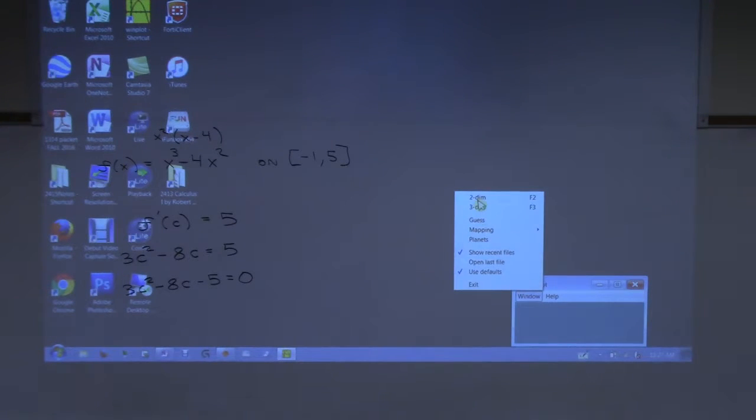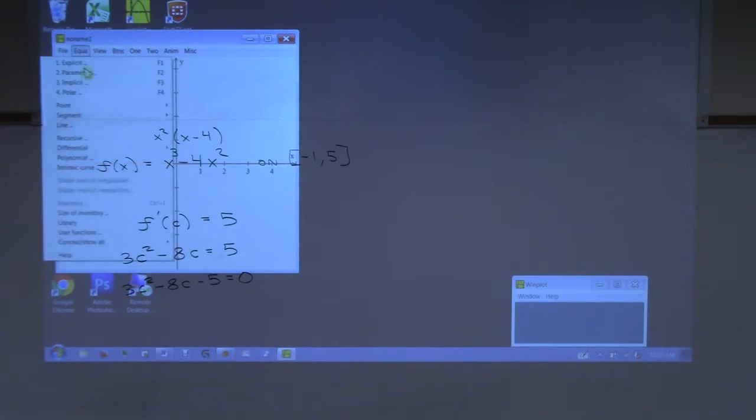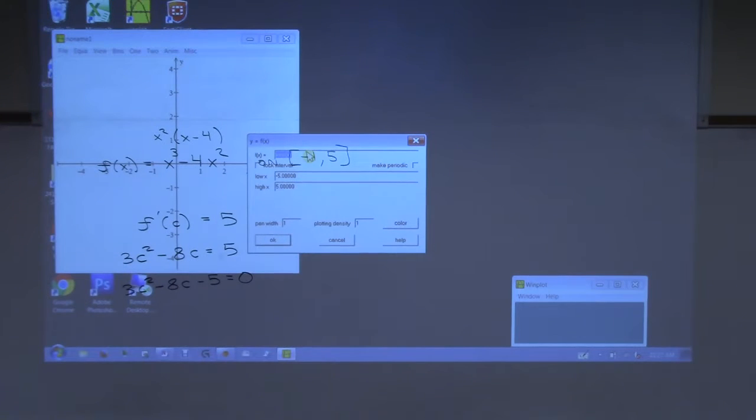It didn't? See, the original function was x cubed minus 4x squared. It is? It does? It was from -1 to 5.